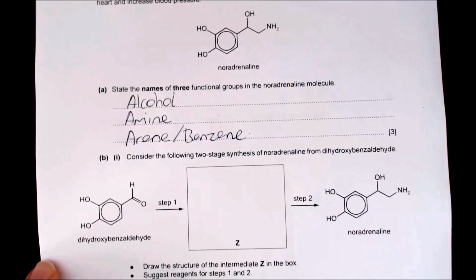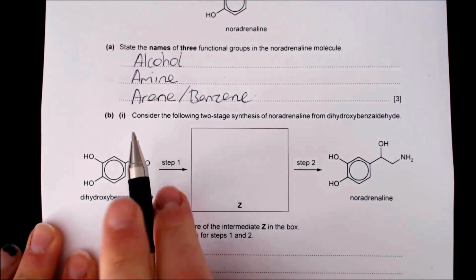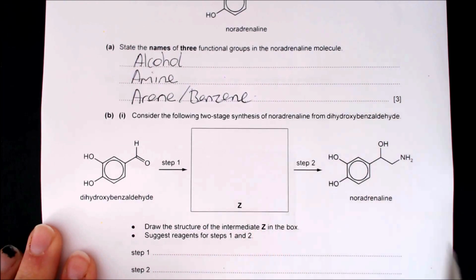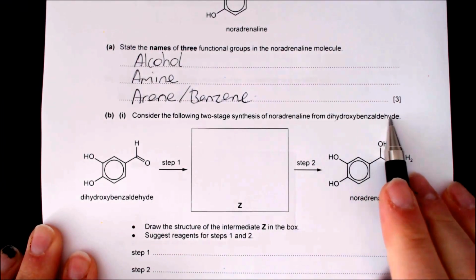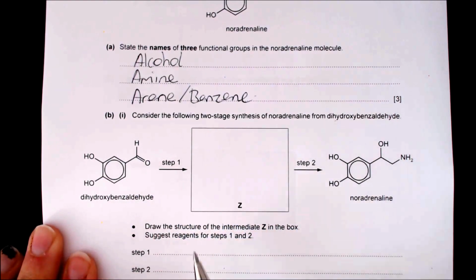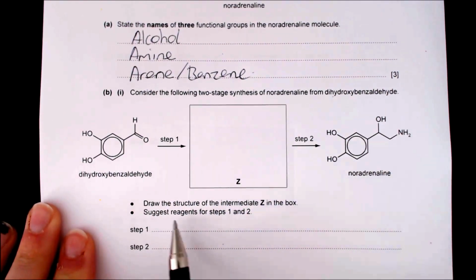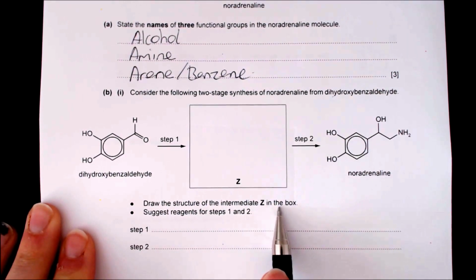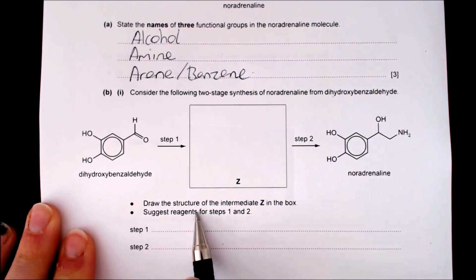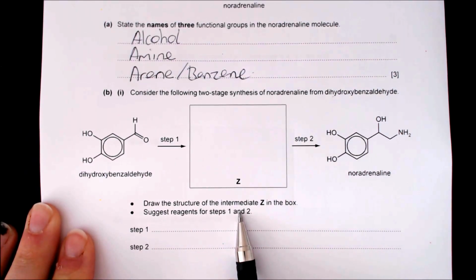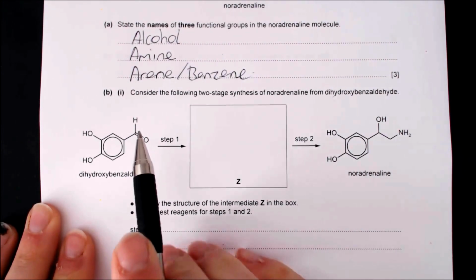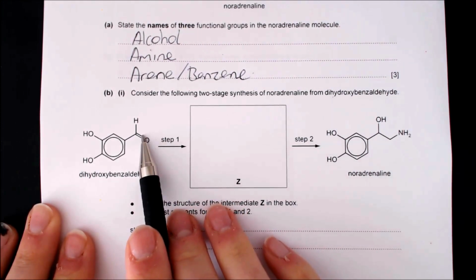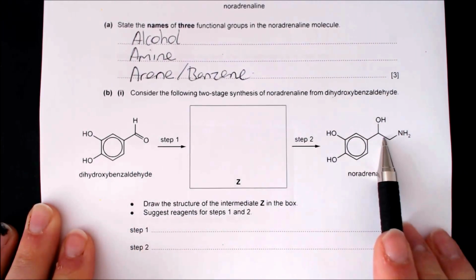Right, on to the next part. Okay, so we have, consider the following 2-stage synthesis of noradrenaline from dihydroxybenzene or benzaldehyde, which is this one here. And then it goes on to say, draw the structure for the intermediate Z in the box. Suggest reagents for steps 1 and 2. Right. Okay, so we're going to form, obviously going from your aldehyde here.